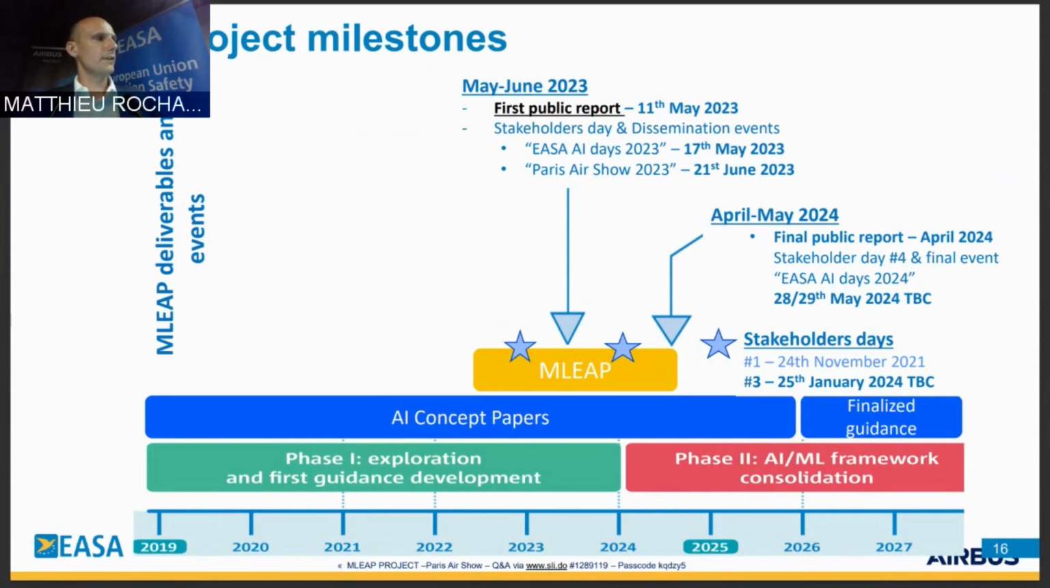It is divided in 4 phases. At the end of each phase, we have a stakeholder day. As mentioned by Mathieu, stakeholder day 2 was held last month in Cologne during the EASA AI Days 2023. It followed the publication of the first public report by the consortium. We are now at the beginning of phase 3, where we will work on practical use cases. This phase 3 is an interim step before phase 4, which will be the end of MLEAP in May 2024 next year. And at this stage, we will have a final public report with the results of the project.